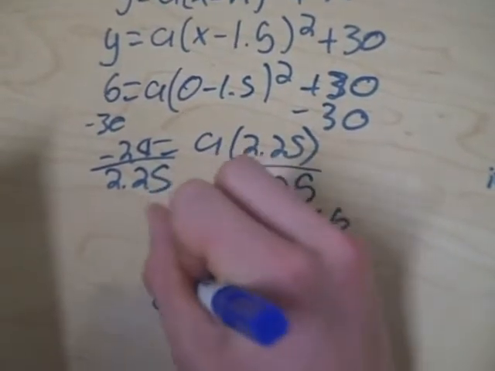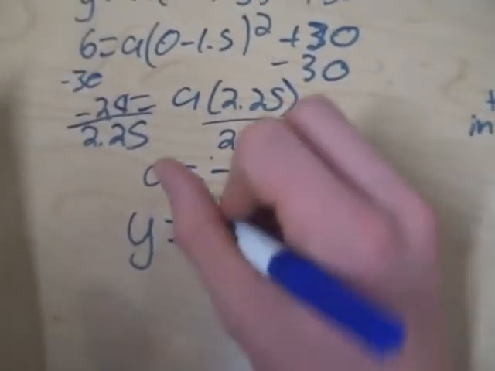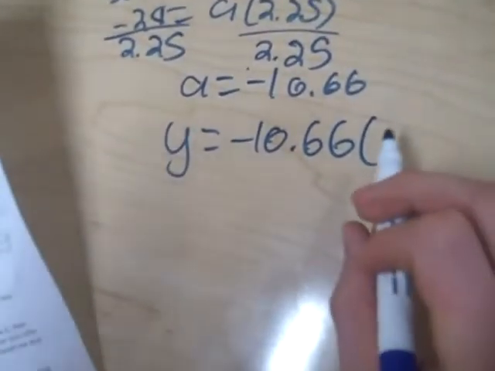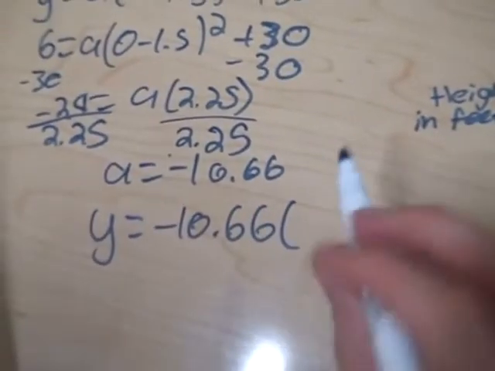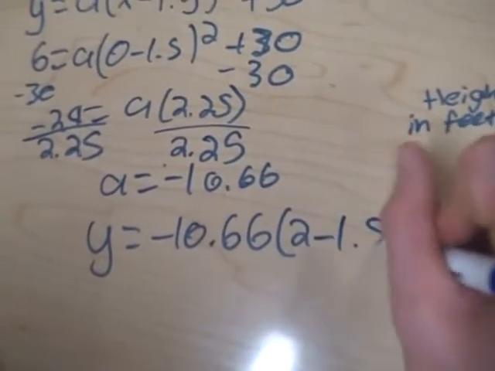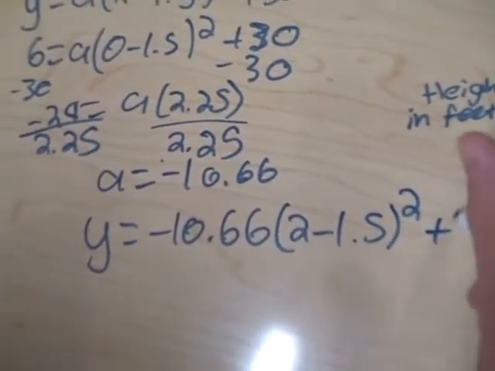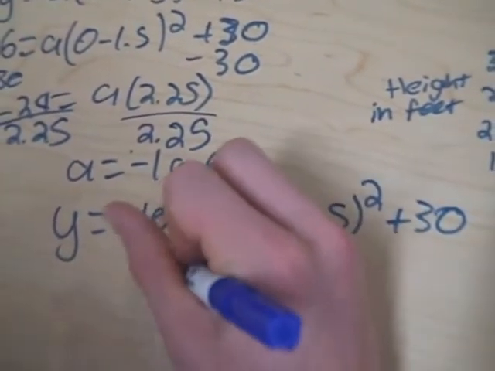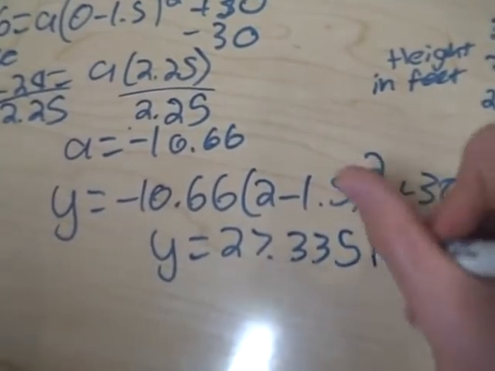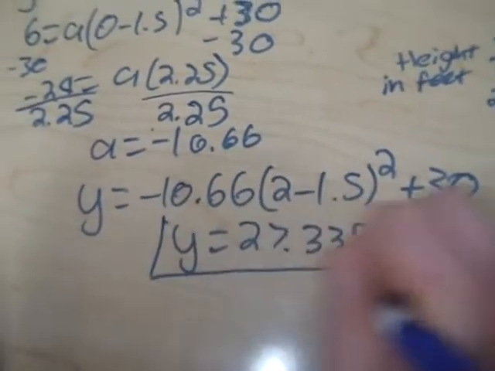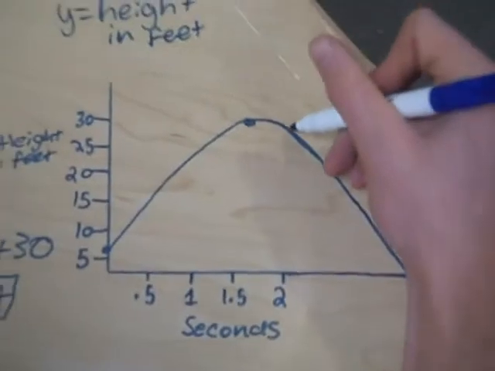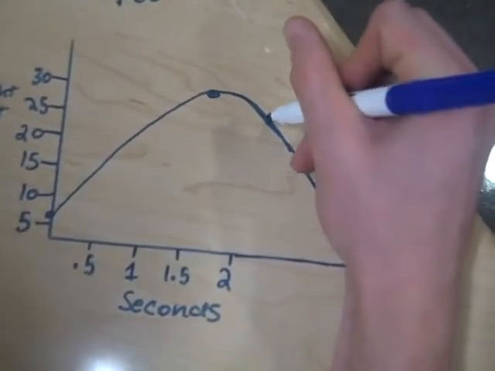We're then going to plug that in to get a equals negative 10.66, but we also want to know what the ball was at 2 seconds, so we're going to make x equal 2. And so then we're going to plug that in to get this equation, and after using all of this we'll get y equals 27.335 feet, and that is where the ball is at 2 seconds. As you can see in the graph over here, at the parabola at 2 seconds it is about at 27.